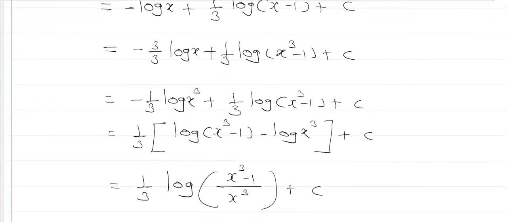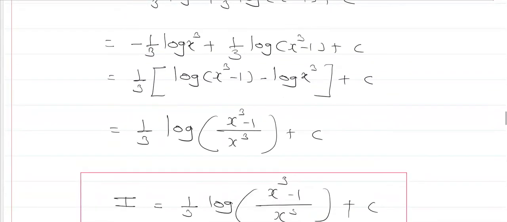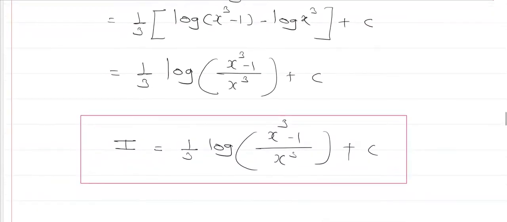Again one more adjustment: here 1 by 3 take common, that is 1 by 3 in square bracket log of x cube minus 1 minus log of x cube plus c. Next, there is subtraction between the two logs, so we do division: 1 by 3 log of x cube minus 1 upon x cube plus c, and this is the final answer.